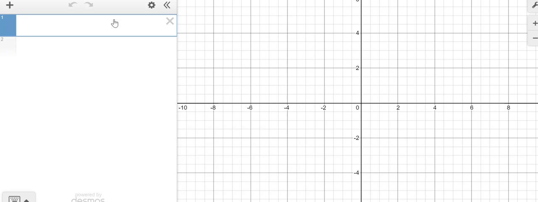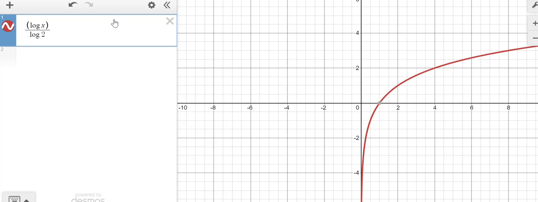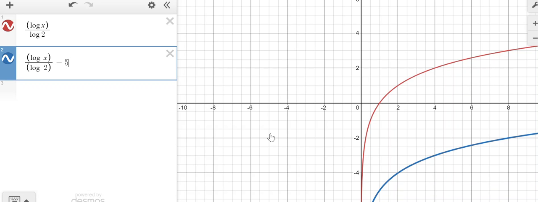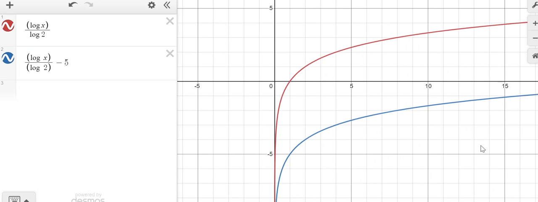So we originally had a base of 2. So if we did log of x divided by log of 2, that's what the function looks like to start with. Now we have log base 2 of x minus 5 at the end. So we're going to do log of x divided by log of 2, and then put the constant minus 5. Now compare.